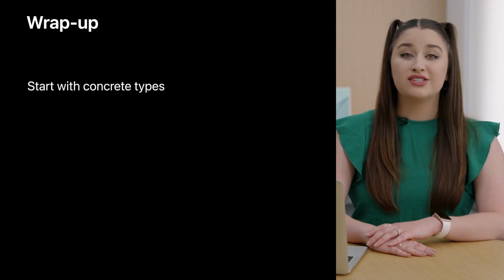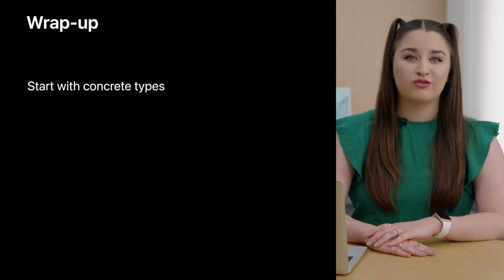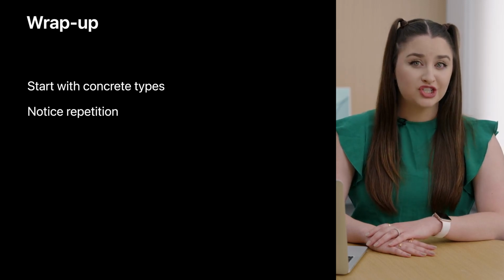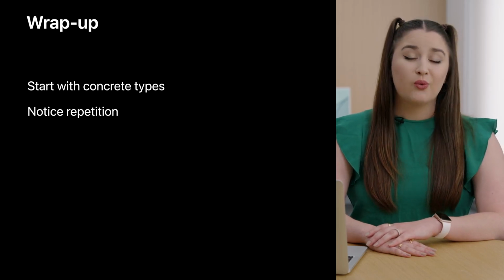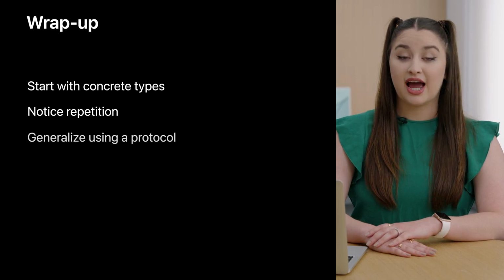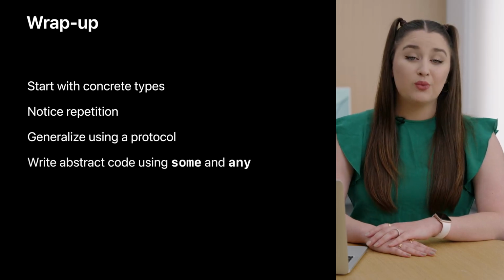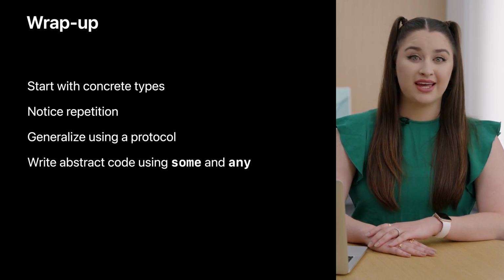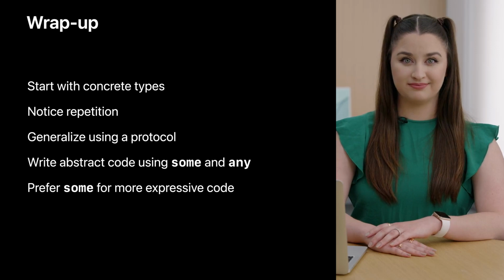In this session, we walked through the workflow of generalizing code as it evolves and gains more functionality. We started by writing concrete types. As the code gained more functionality, we noticed repetition between different concrete types. From there, we identified common capabilities and generalized them using a protocol. And finally, we wrote abstract code using some and any, and we discussed preferring some for more expressive code.